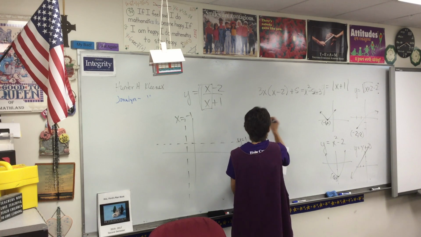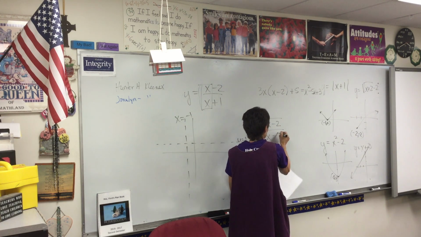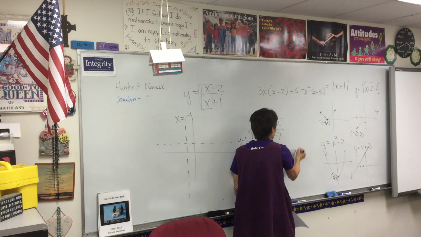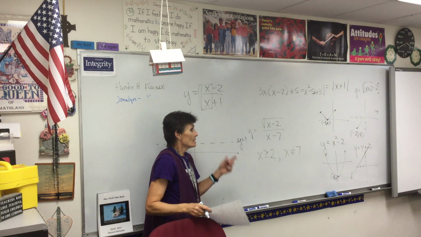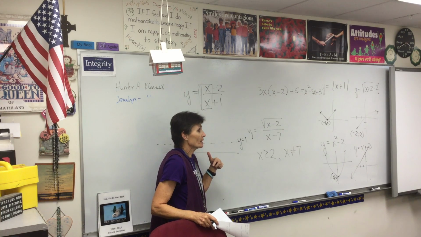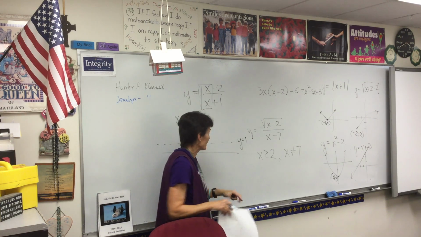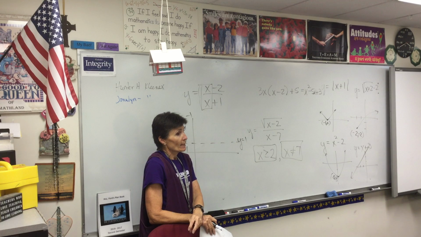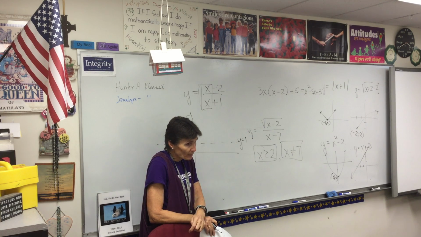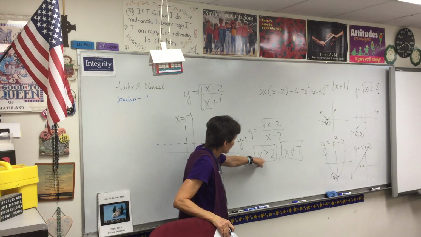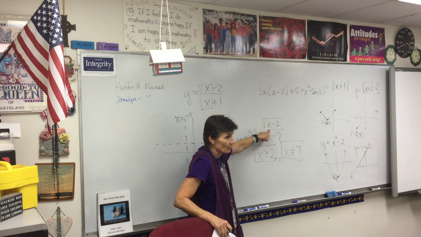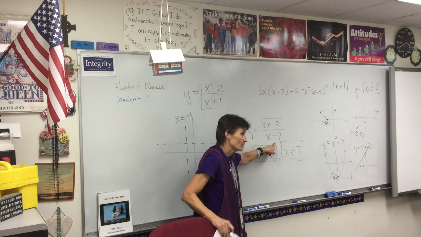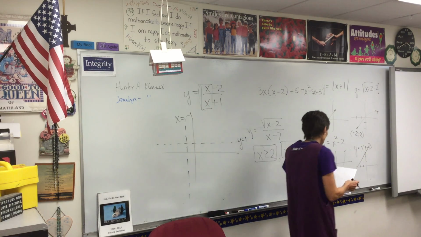Domain. What is the domain of this function? X is greater than or equal to 2. X cannot equal 7. You have to write it separately. Let's not be lazy. Let's do it the way we've done it since the beginning, with 2 separate answers. Does everybody understand where those 2 separate answers came from? This one came from what's under the radical being greater than or equal to 0. This one came from what's in the denominator cannot equal 0. Right?